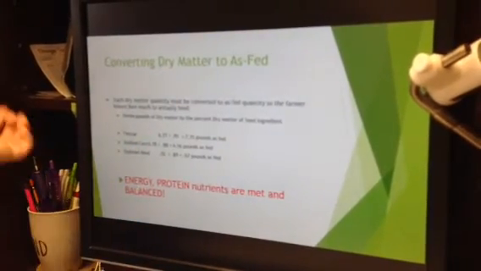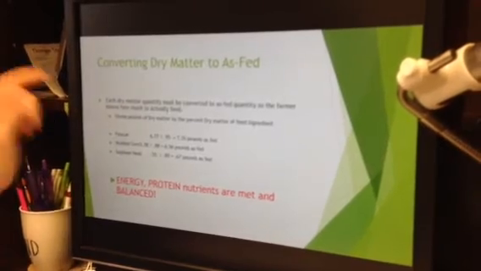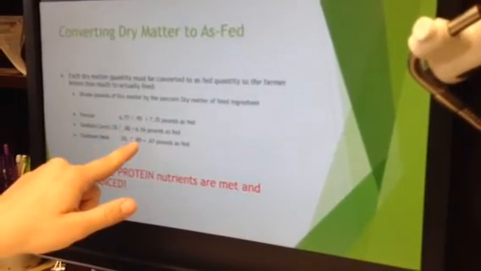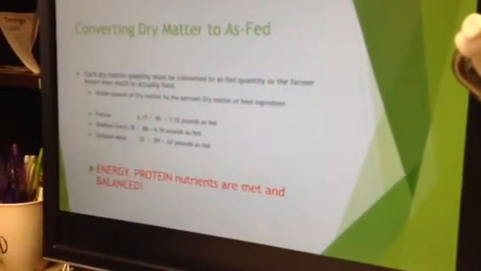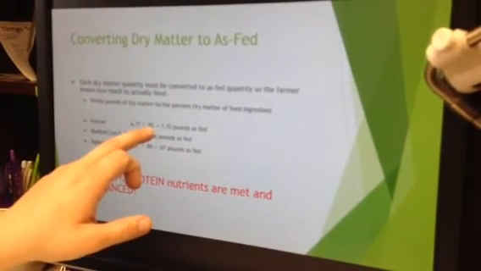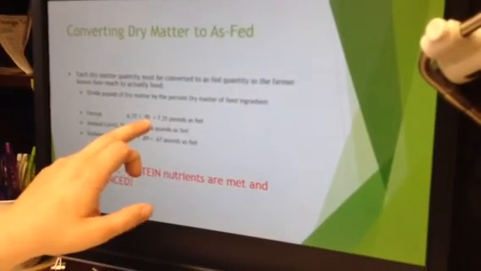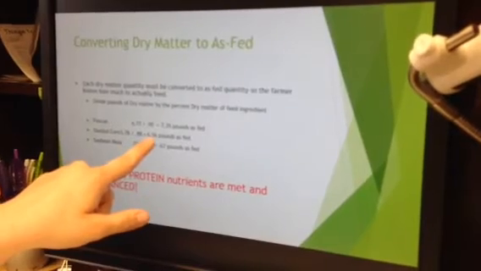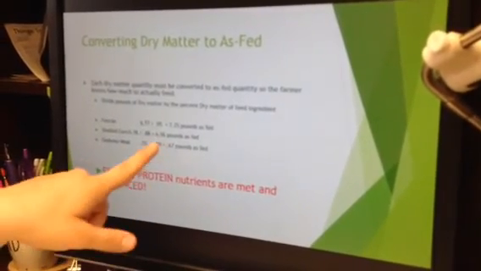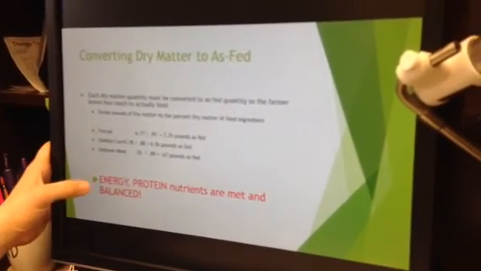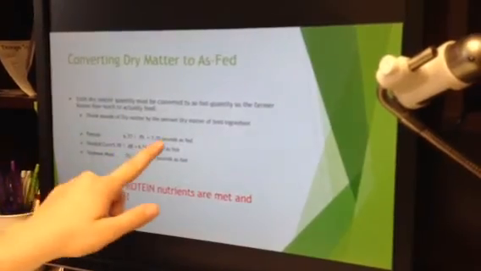Converting it back to as fed, because that's what the animal gets, we divide by the dry matter of the ingredient. We found these dry matter percentages in the table for the nutrient requirements. So we take 6.77 and divide by 0.95, the percent dry matter it had, and that's 7.35 pounds. Then the shelled corn is 5.78 divided by 0.88, and that's 6.55, and the same thing for the soybean meal, and that's 0.67. So there you go. Our energy and protein nutrients are met and balanced, and we know how many pounds we have to feed to get that for our beef animal.